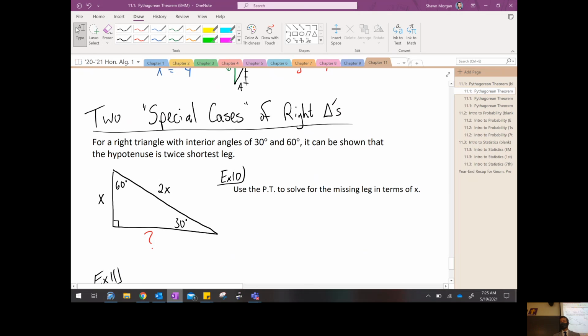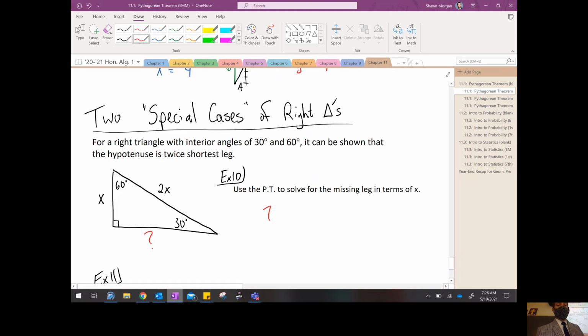The Pythagorean Theorem. Yeah, that's the context in which we've been working, right? So if I know the angles add up to 180, if I got 30 and 60 and 90, if I know this is a right triangle, then I know one leg squared plus one leg squared equals hypotenuse squared. So it says use the Pythagorean Theorem here in example 10 to solve for the missing leg in terms of x. So what is that missing leg?